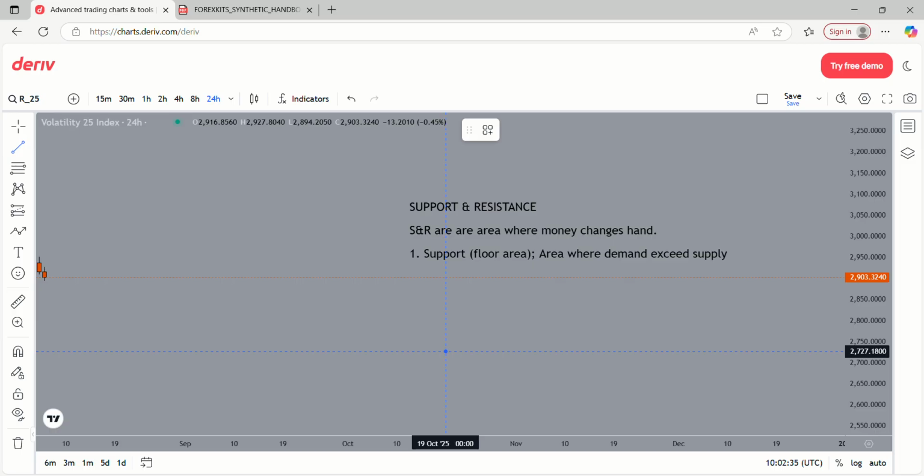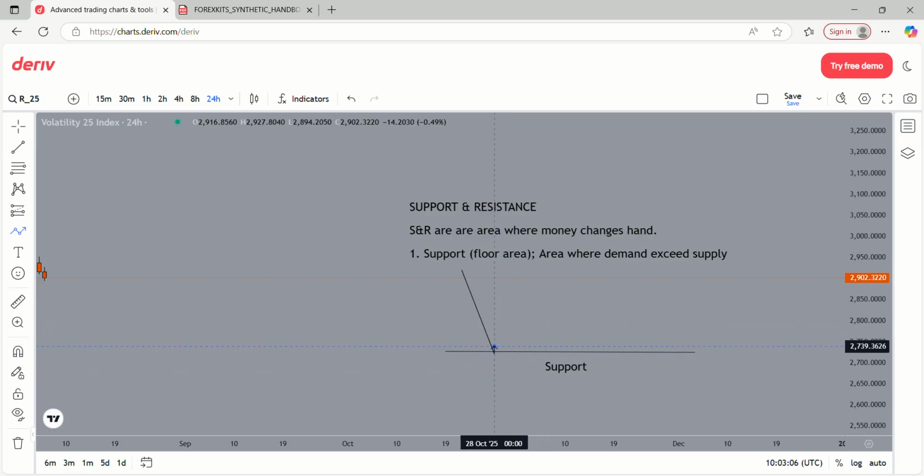This is how the support looks like. Assuming this is the floor area, I'll name it support. It watches how price bounces off from this area when the market reaches that point. You know, the market bounces off this area. It is unable to break out of this zone.